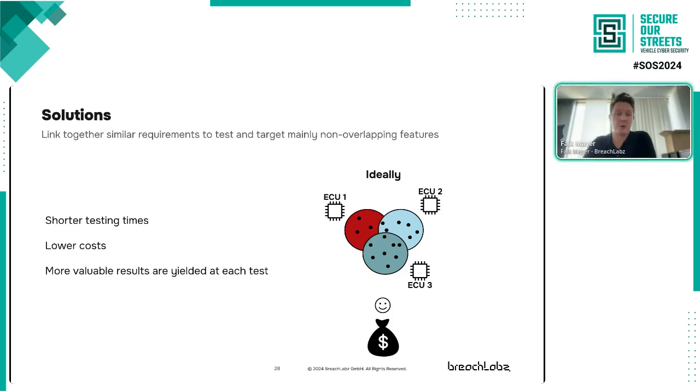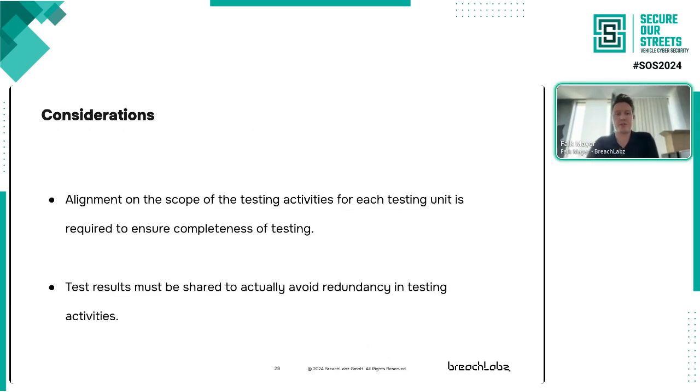Yet again, this could also yield another benefit. If we, for example, have very strong requirements on a certain communication line, we could have it tested by two independent penetration testing companies, and therefore have more certainty that nothing has been overlooked. Of course, this requires a strong alignment, right? And the test results have to be shared in order to avoid redundancy. But then again, there's always the question of intellectual property, and this is something we have to take into account.